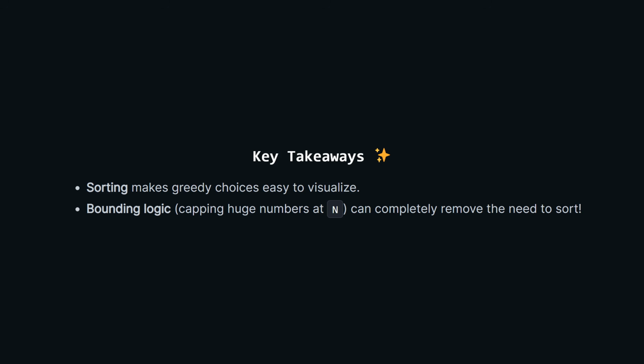So what did we learn? First, sorting is a fantastic tool for making step-by-step greedy choices. But more importantly, if you realize a value is bounded by the size of the list itself, you can often skip sorting entirely and just count.